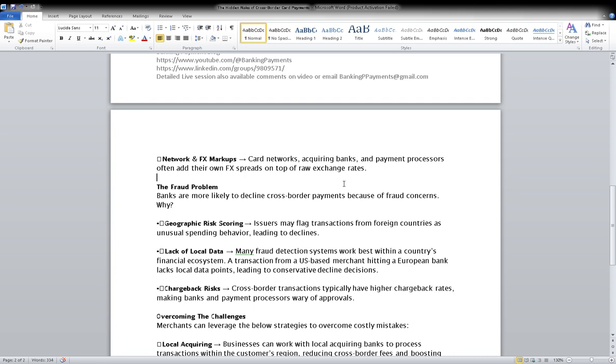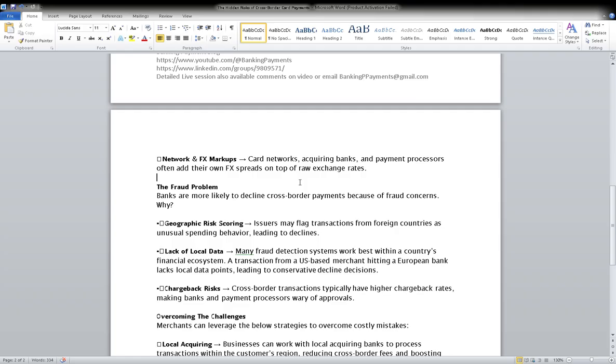So what they are saying is that payment processors often add their own FX spreads on top of raw exchange rates. They do this to make a profit, right? So to get profit beyond the regular exchange rate, they put their own spread rates. That's why one of the reasons there are more charges in the transaction.